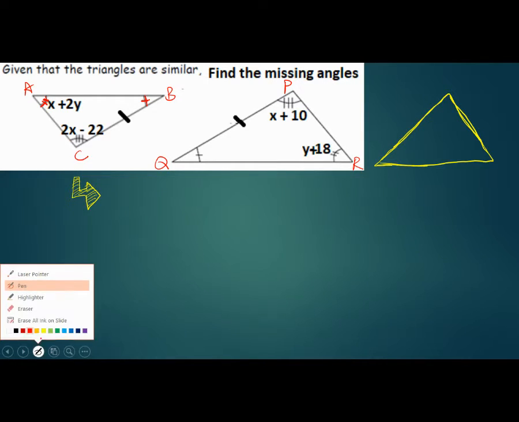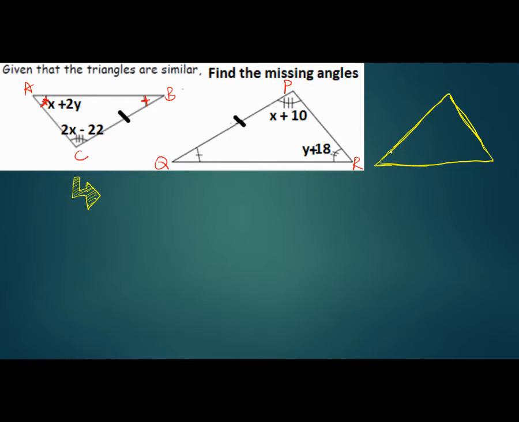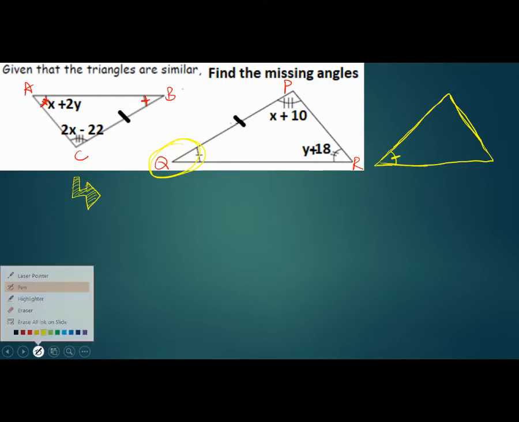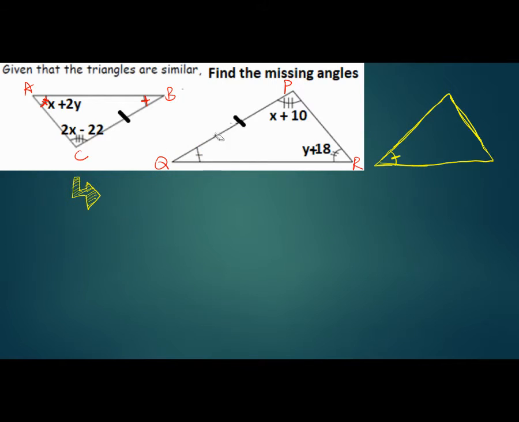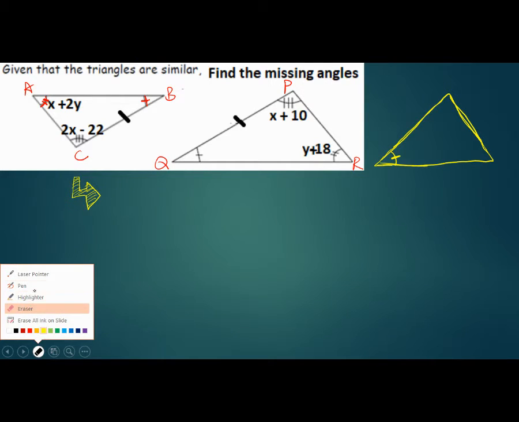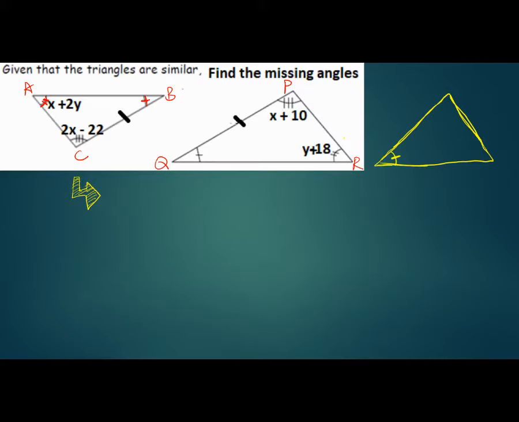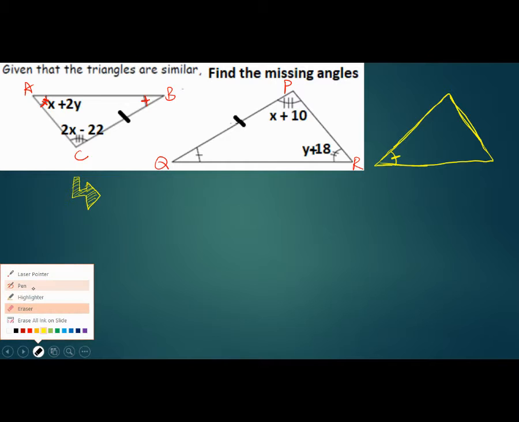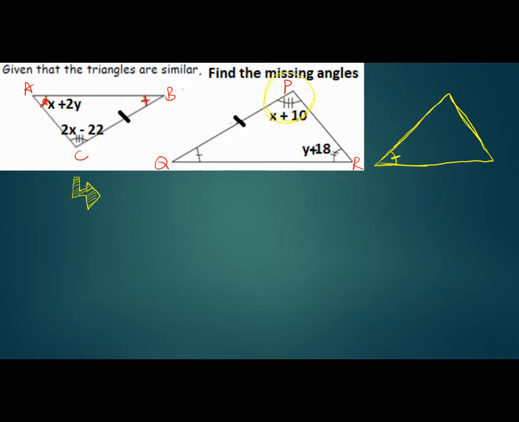Okay, so let me draw again here. I see that here one line resembles Q. Please see that angle Q is also having just one line. And next, I'm trying to match with this triangle. I see that there are two lines. And next angle P is having three lines marking. You can see that.